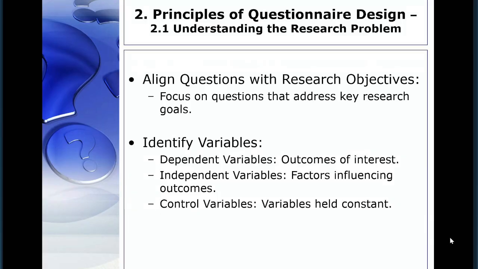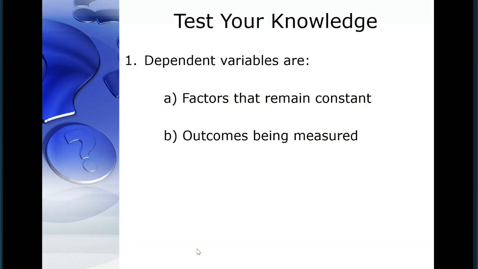Identify your key variables. Dependent variables are the main outcomes, such as customer satisfaction. Independent variables could include factors like age or income, and control variables are constants like product type. In consumer behavior, understanding how these variables interact helps construct questions that accurately capture relationships. For example, if studying brand loyalty, questions should align with factors like satisfaction, quality, and perceived value, directly connecting to research objectives. Now you can test.